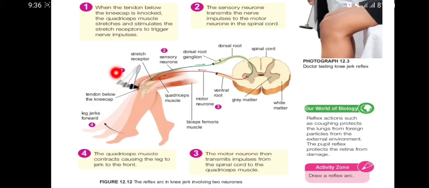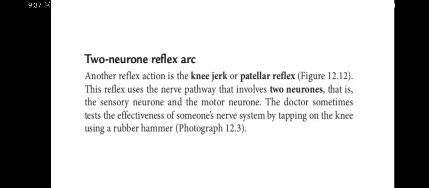Sini nombor 1, the tendon below our kneecap is knocked. The quadriceps muscle stretches, because it stimulates the stretch receptor to trigger nerve impulses. Kemudian the sensory neuron transmits the nerve impulses to the motor neuron in the spinal cord. The motor neuron then transmits the impulses from the spinal cord to the quadriceps muscle. Now the quadriceps muscle will contract, causing the leg to jerk forward. Ini yang dipanggil sebagai knee jerk reflex. Ini untuk yang 2 neuron dengan yang 3 neuron involved.